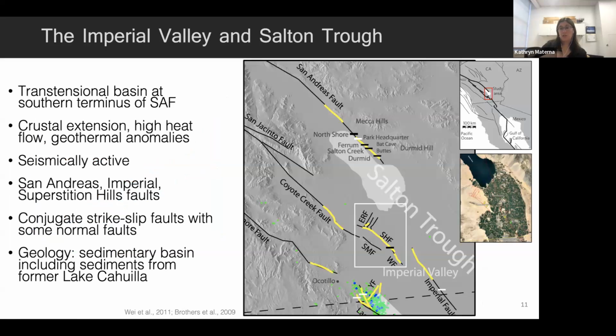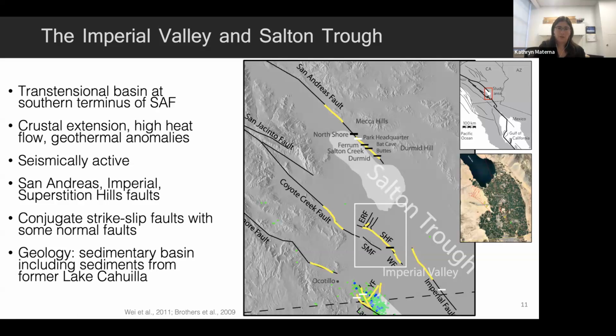So the study region is called the Imperial Valley, also known as the Salton Trough. It's located at the southern terminus of the San Andreas Fault System. It's a transtensional basin. Connected with the extension across this region, there's high heat flow and geothermal resources here. The region is seismically active, often producing swarms of earthquakes and moderate-sized earthquakes as well. So it's one of the more seismically active parts of California.